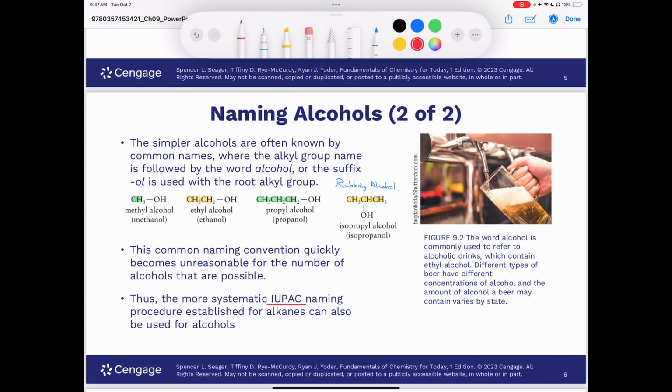Now, I just want to remind you, if you don't know this already, that ethyl alcohol, ethanol, is the alcohol that's found in alcoholic beverages. So I'll just put here ethyl alcohol, which is also sometimes referred to as grain alcohol. And so it says here different types of beers have different concentrations of alcohol. Some might be as low as 2%, and some might go up to, I don't know, 7 or 8% for some of the really strong ones.